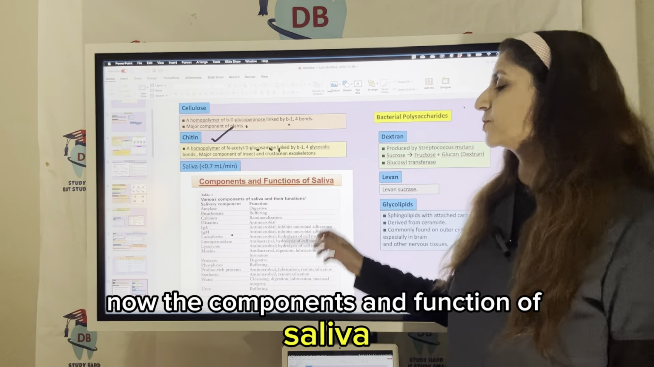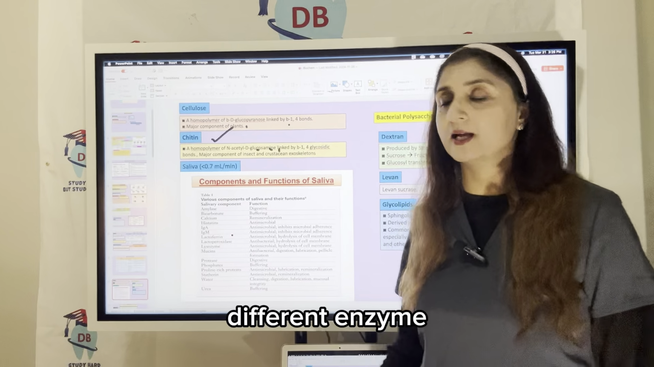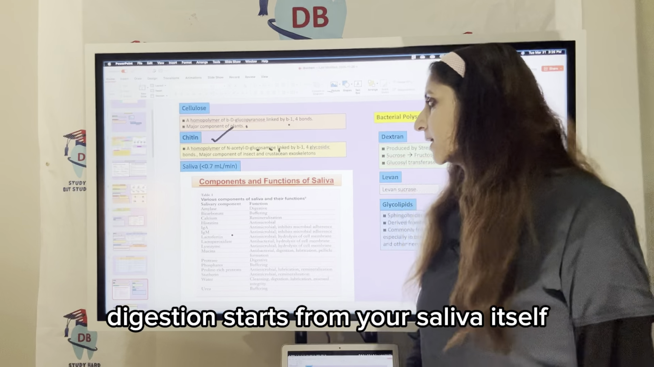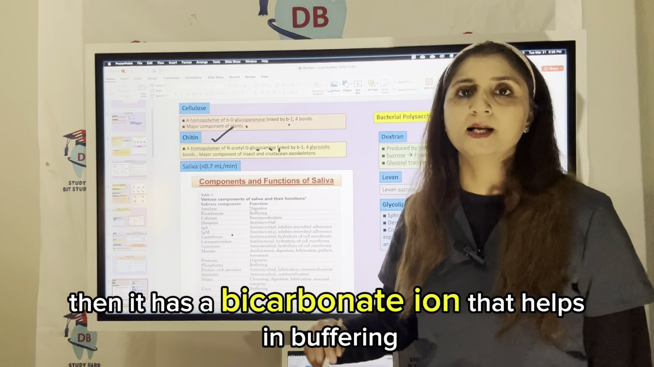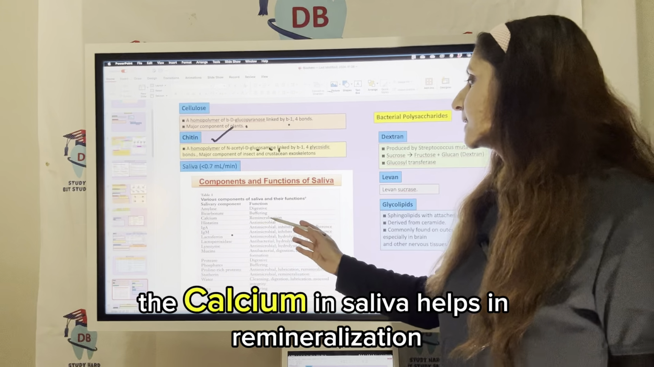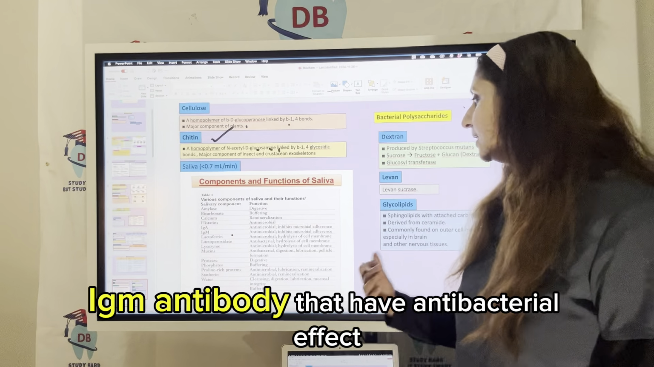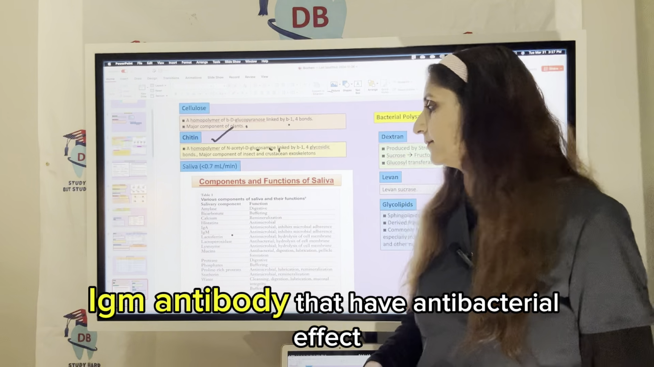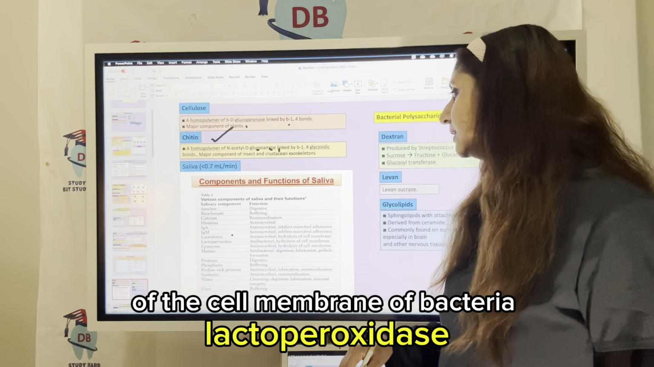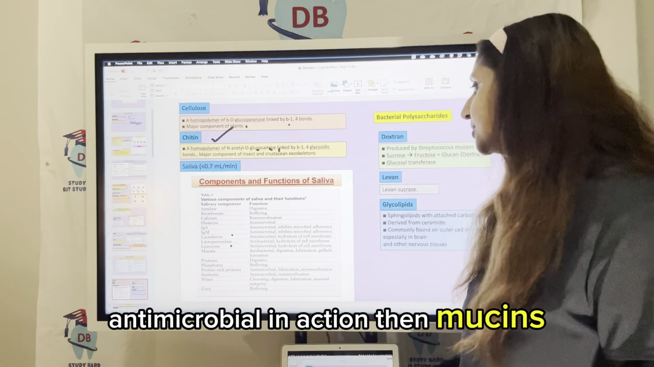Now the components and function of saliva, we know it's very important that saliva has different properties and different enzymes. It has amylase enzyme that helps in digesting starch from your saliva itself. Then it has bicarbonate ion that helps in buffering, keeps your salivary pH close to neutral. The calcium in saliva helps in remineralization. Also saliva has IgA antibody, IgM antibody that have antibacterial effect. Lactoferrin that breaks down the cell membrane of bacteria. Lactoperoxidase, lysozyme, they all are antibacterial, antimicrobial in action.